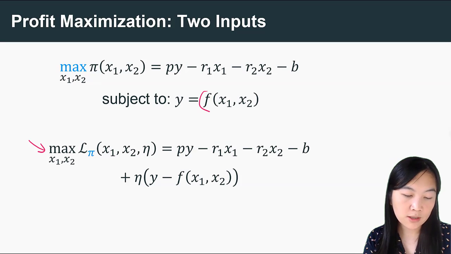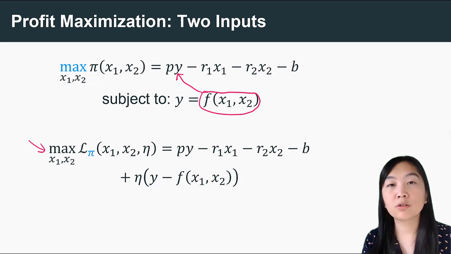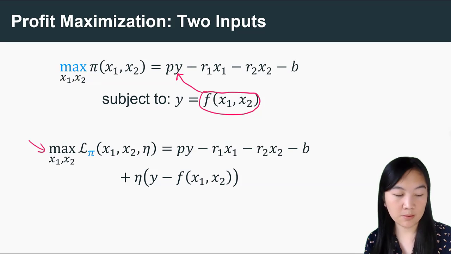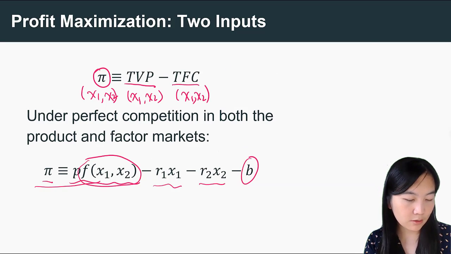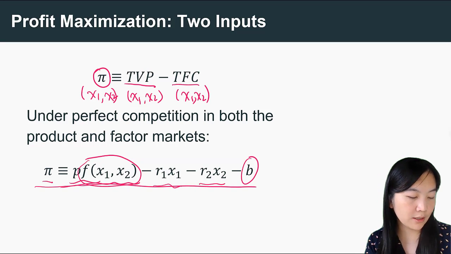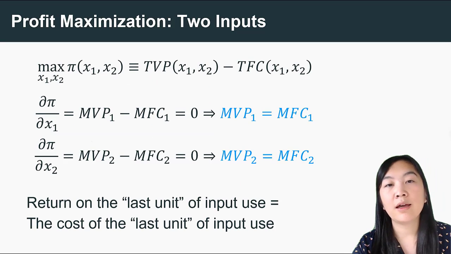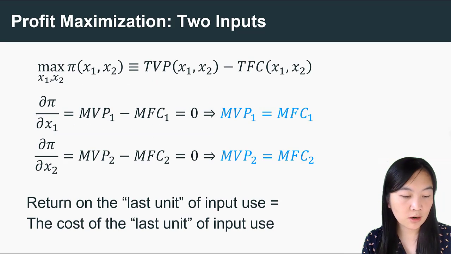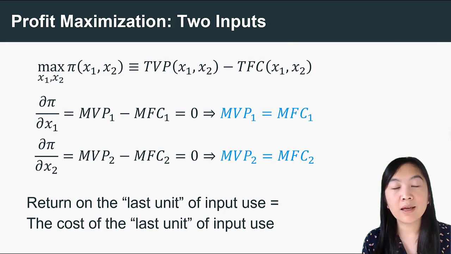What we can do is just substitute this production function into our objective function. Then we have the unconstrained optimization problem. So this is actually the profit function that's formulated that way by substitution. And if we have our unconstrained optimization problem, then there are three optimality conditions.